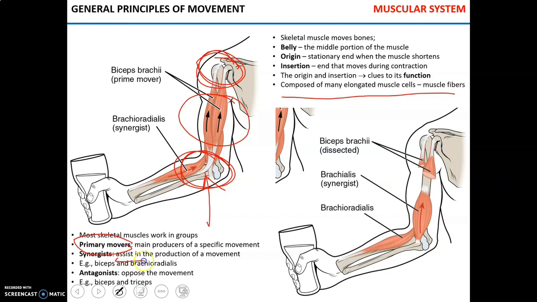Synergists are muscles that help in the production of a movement. For instance, brachioradialis is a synergist for the flexion of an elbow. And antagonists are muscles that oppose the movement, muscles that perform an opposite movement. So for instance, biceps brachii flexes an elbow. Triceps brachii, the muscle that is opposite to biceps brachii, the muscle that is antagonistic to biceps brachii, extends the elbow.